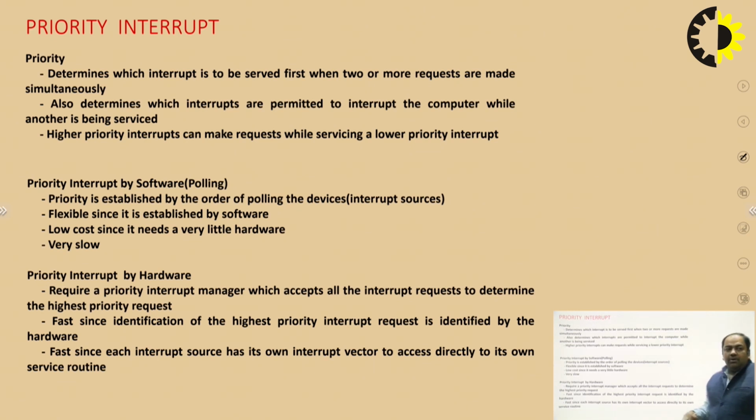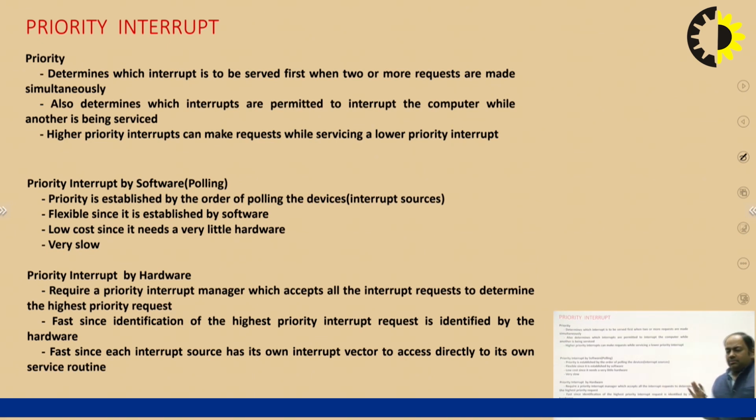In hardware, what will you do? You require a priority interrupt manager which accepts all the interrupt requests to determine which is the higher priority request and which one is the lower priority request. It is much faster than the software priority interrupt, because the highest priority interrupt is identified by the hardware and it is directly loaded into its service routine.